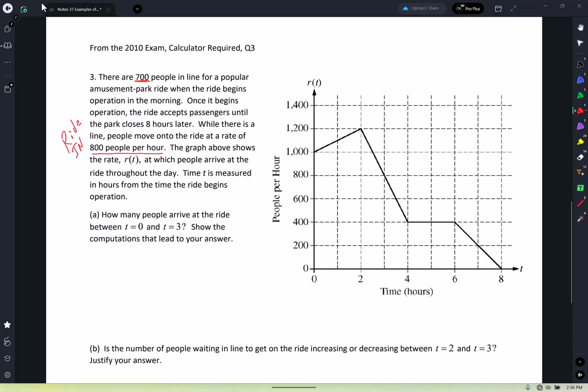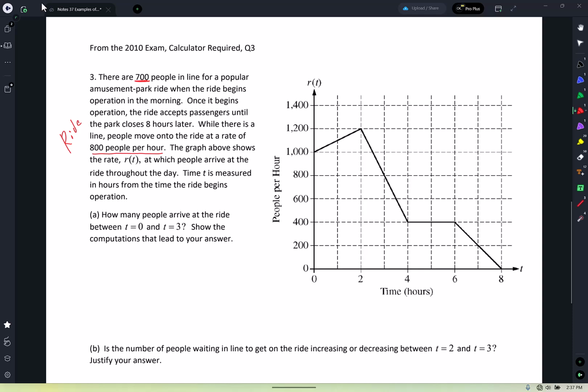The graph above shows the rate R of t at which people arrive at the ride throughout the day. Okay, so let's just change the vocabulary. The graph above, I'm going to put ride in and ride out. The graph above shows the rate R of t at which people arrive at the ride throughout the day. The time t is measured in hours from the time the ride begins operation.